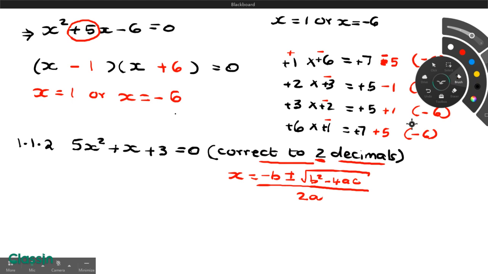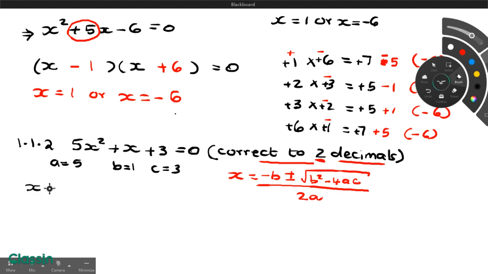So now, in this case, we have the quadratic formula. What we can say here is that the coefficient of x squared is 5. The coefficient of x, which is our b in this case, is 1, and the constant value is going to be 3. Now, if you check throughout the formula, you have a, b, c. So our a is going to be substituted with 5, our b with 1, and our c with positive 3.